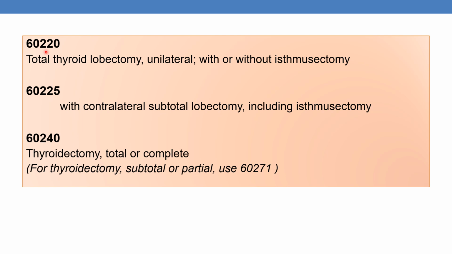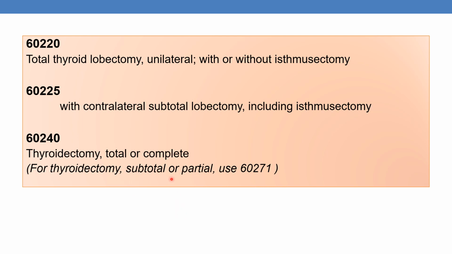Now the next CPT is 60220. Total thyroid lobectomy, unilateral with or without isthmectomy. Next is 60225. This is total thyroid lobectomy with the contralateral, that is opposite side, subtotal lobectomy including isthmectomy. And finally 60240. Thyroidectomy, total or complete.